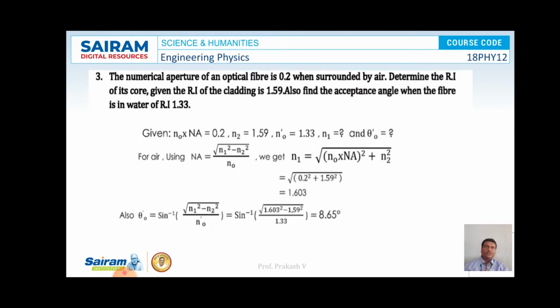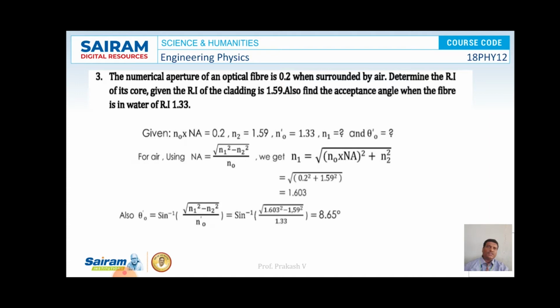The numerical aperture of an optical fiber is 0.2 when surrounded by air. Determine the refractive index of its core given the refractive index of cladding is 1.59. Also find the acceptance angle when the fiber is in water of refractive index 1.33. So here the value of numerical aperture is 0.2, N2 value is 1.59 and N0 value is given as 1.33. So what is the refractive index of core, that is N1, and also the cone acceptance angle theta naught.